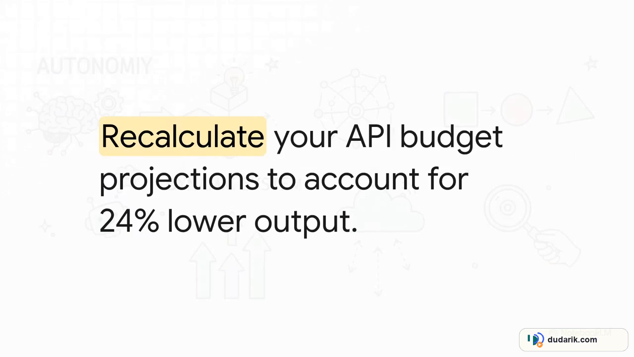Actually, I want to pause on step 3 for a second. Recalculate your API budget projections. Seriously, with a 24% reduction in output tokens and way faster cold starts, your inference is substantially cheaper now. Before migrating your production traffic, you really need to sit down and rerun your math, because you are very likely going to save a lot of money.